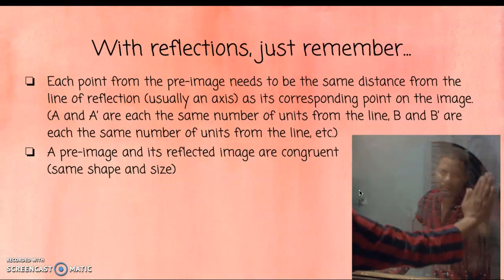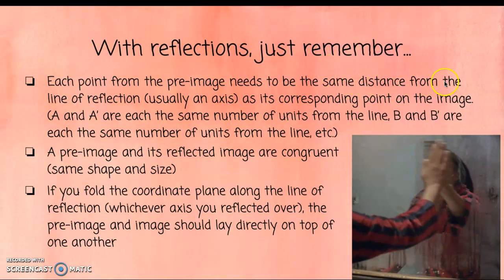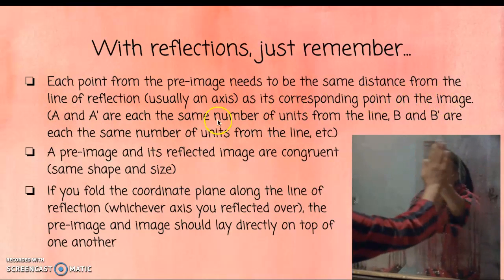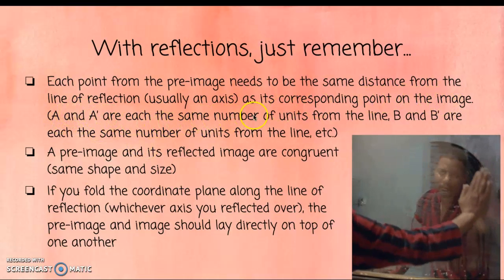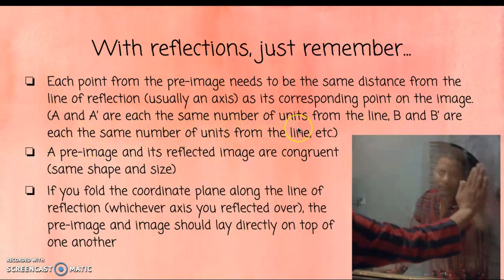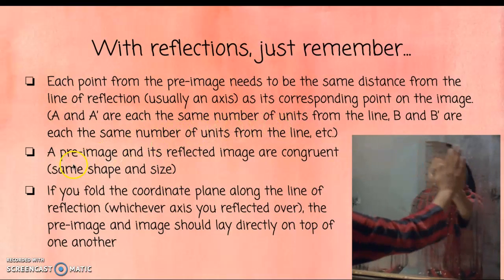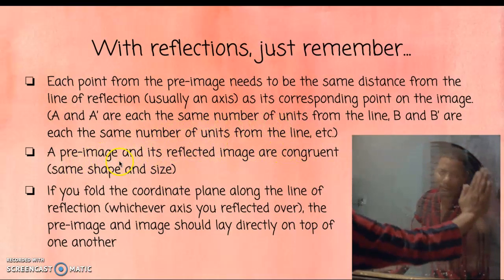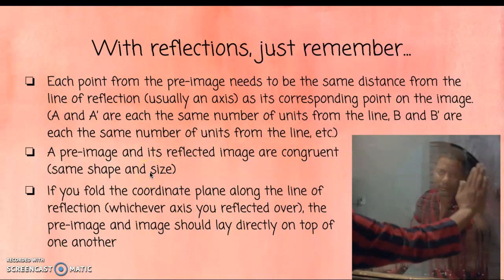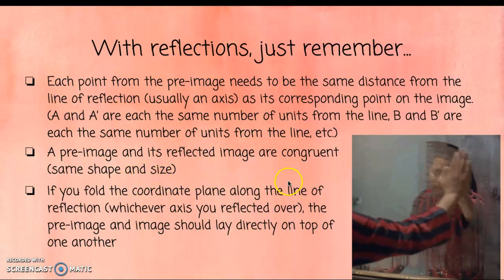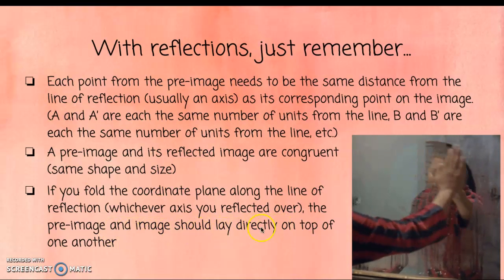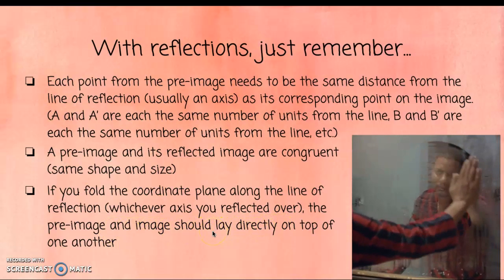With reflections, just remember each point from the pre-image needs to be the same distance from the line of reflection, which is usually an axis, as its corresponding point on the image. So basically A and A prime are each the same number of units from the line, B and B prime are each the same number of units from the line, etc., just like I just showed you guys. A pre-image and its reflected image are congruent, which means that they're the same shape and size. Those triangles did not change the shape or the size. If you fold the coordinate plane along the line of reflection, which is whatever axis you reflected over, the pre-image and image should lay directly on top of each other, which is what we just talked about.